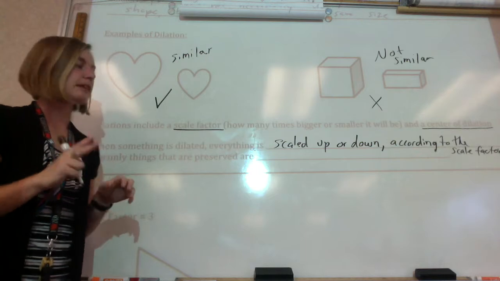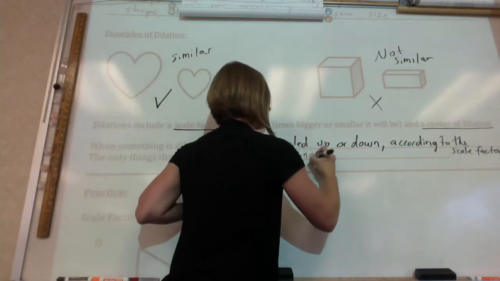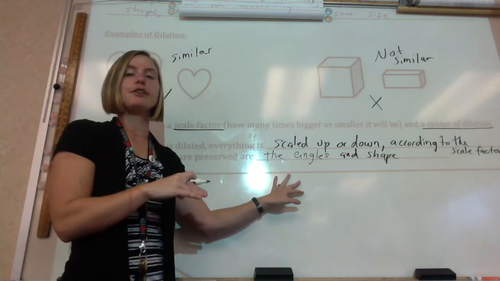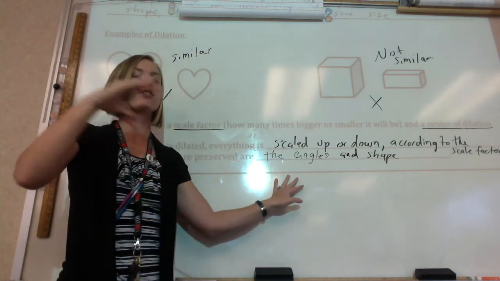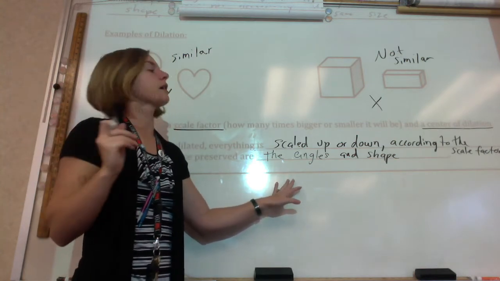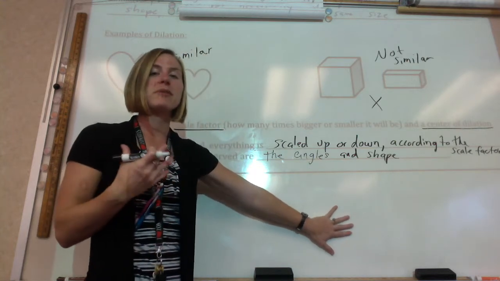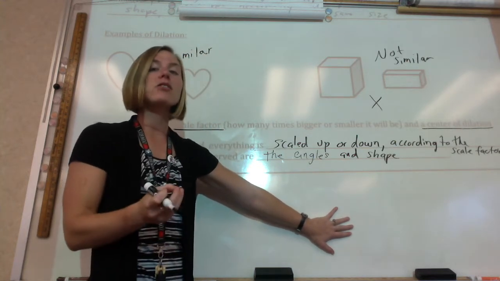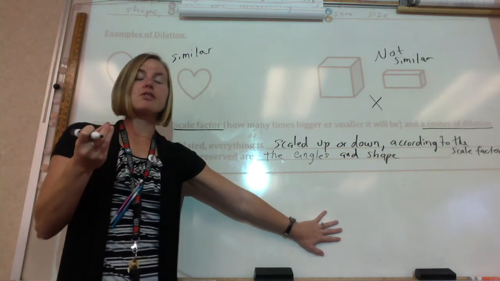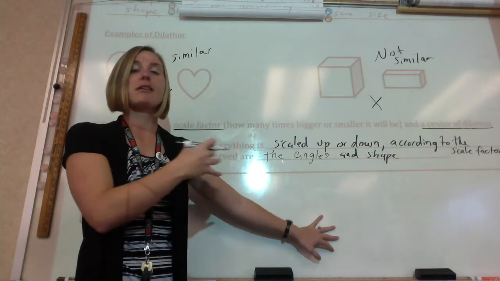There are 2 things that are going to be preserved. The only things that are preserved are the angles. So if something was 90 degrees in the original one, it's still 90 degrees even after we scale it, regardless of what the scale is. And obviously the shape, because that's the whole definition of dilation: the shape stays the same. But everything else gets changed. So your side lengths, if it's 2 in the original and our scale factor is 2, then it got 2 times bigger, and your new side length will be 4.